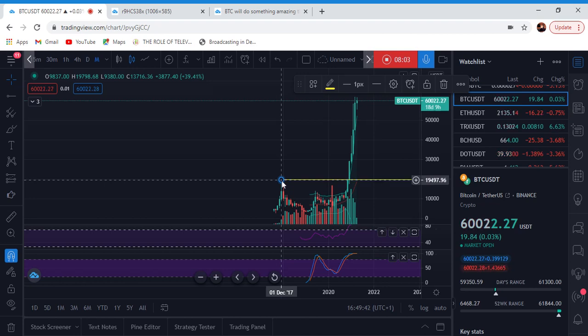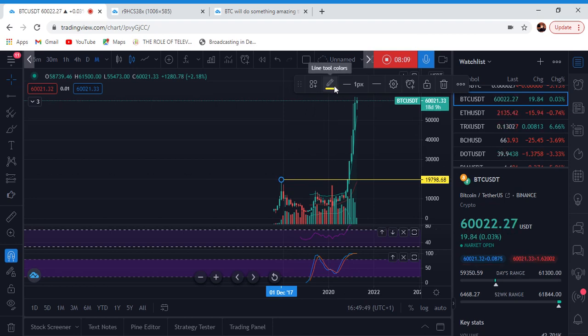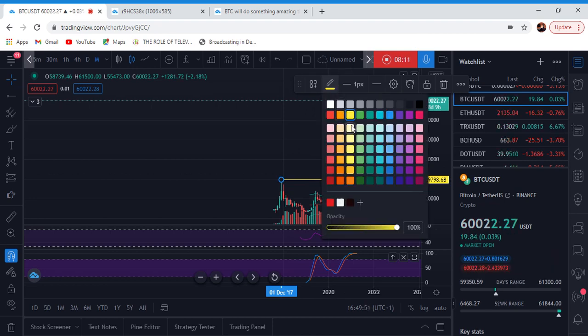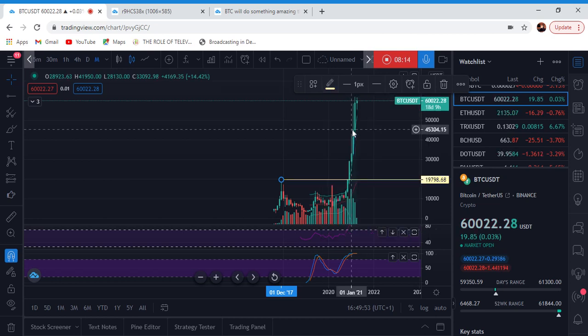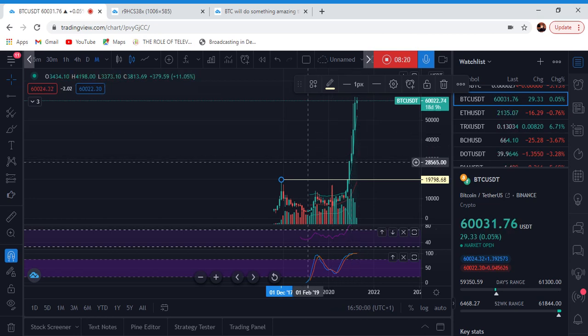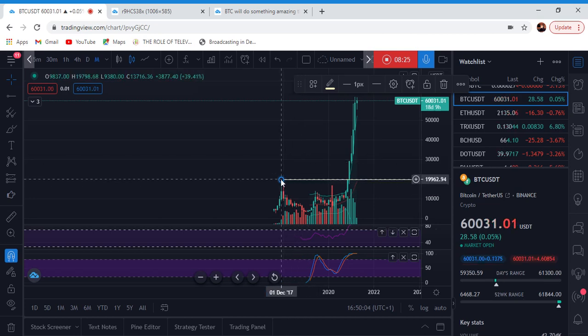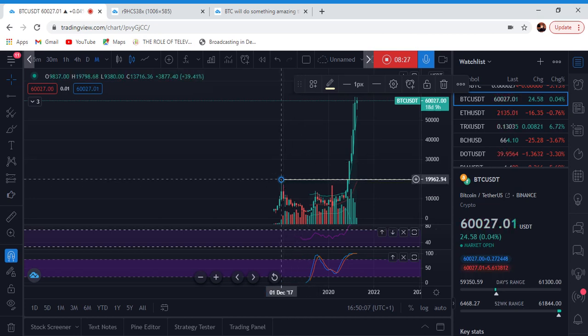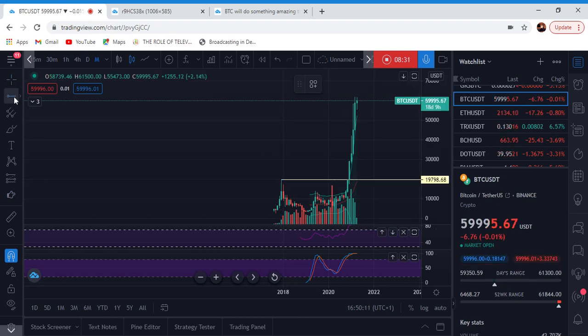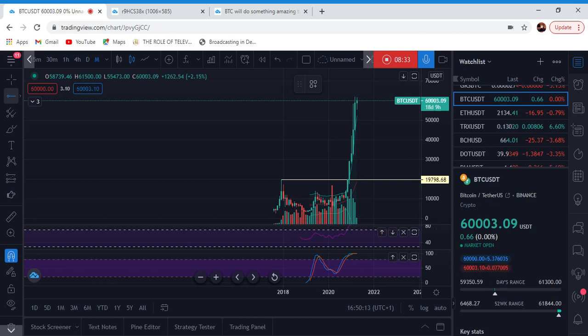Also, I told you I like using different colors for my lines so I can differentiate the monthly, weekly, 4-hour and daily markets. I like using this particular cream color for my monthly support and resistance lines. So right now we've gotten our first monthly resistance, and the support is just the opposite of resistance.